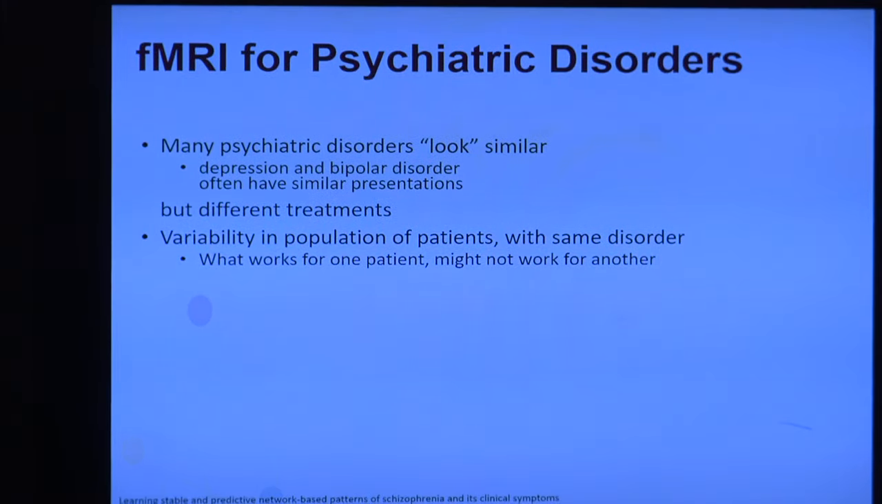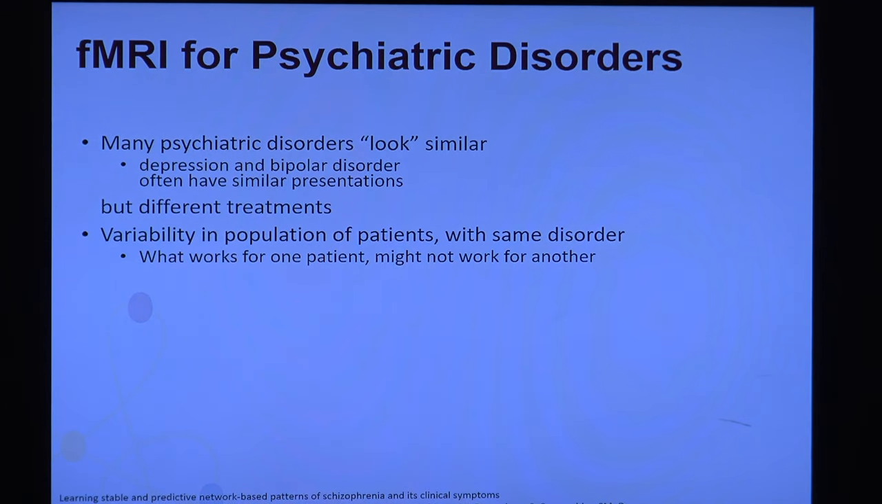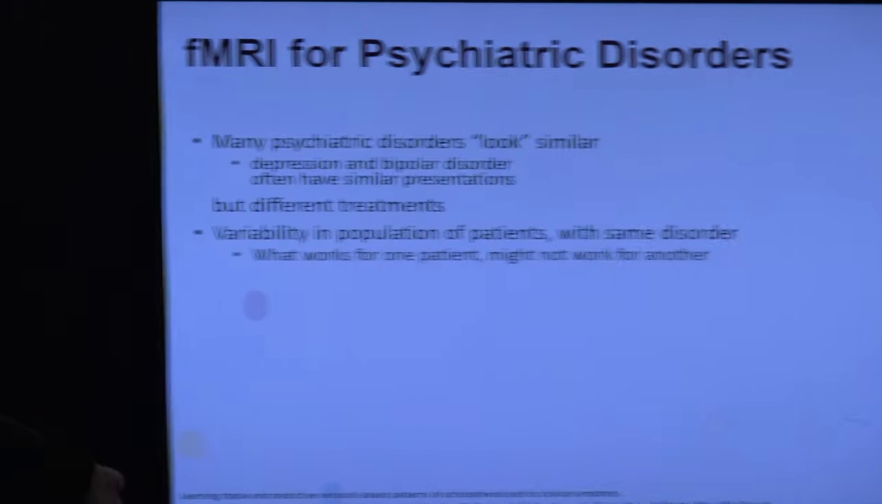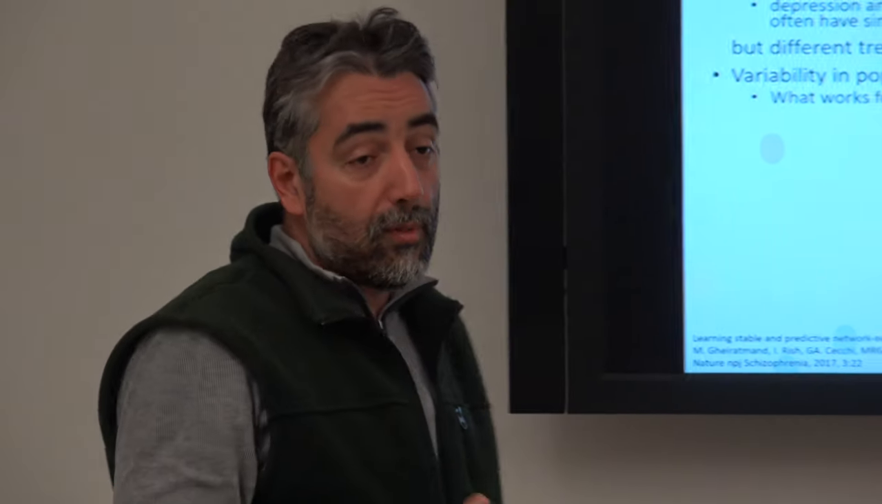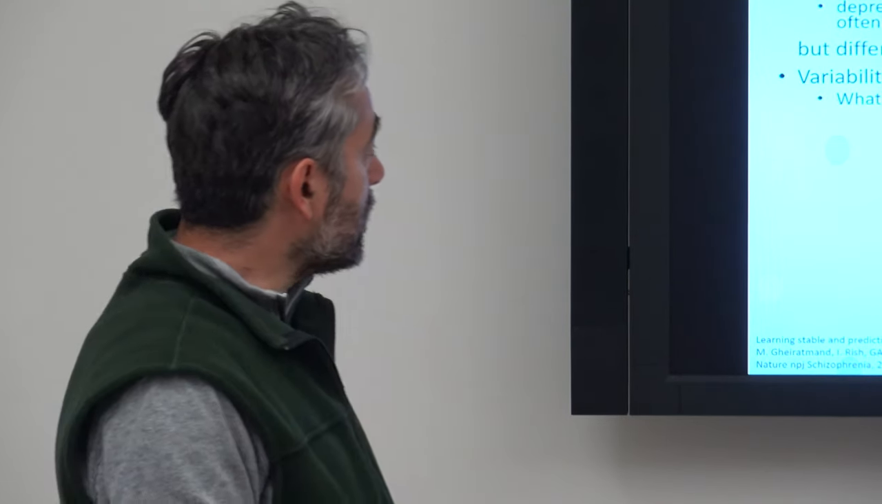Okay. This is another example. Using functional MRI, fMRI, the idea is to be able to distinguish between people who have depression and people who are bipolar or have bipolar disorder. Outside, the symptoms are the same, but the disease is completely different. We call depression a disease. And we don't treat depression the same way we treat bipolar disorder. So the idea is to automatically distinguish the two cases using fMRI images.